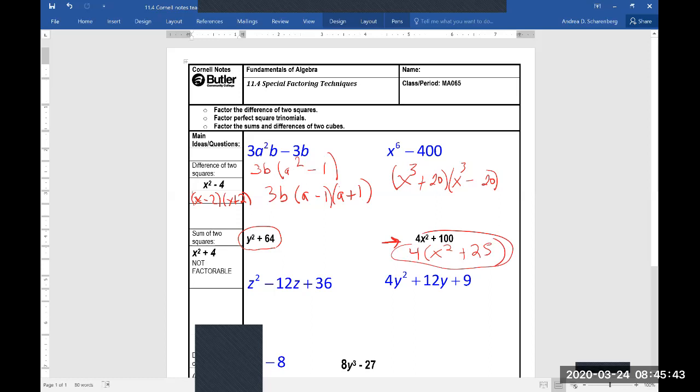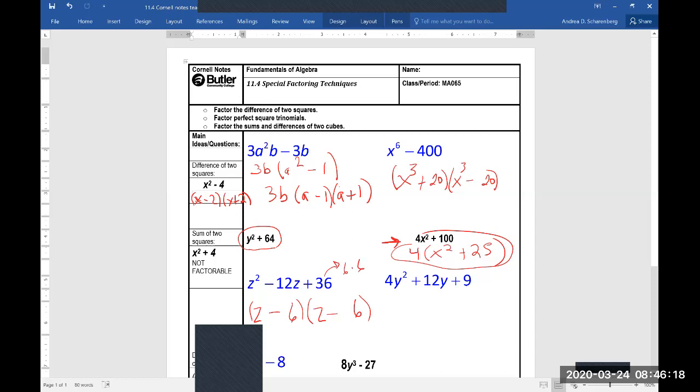Okay. One more category here. This one is z squared minus 12z plus 36 and 4y squared plus 12y plus 9. Okay, let's start with this one. There's no common monomial to factor out. We're going to split up the z as so. You tell me why this one is special. When you think about the 36 factors of it, we're going to use 6 and 6, okay? 6 and 6. And this is plus, this is minus, so it's minus.